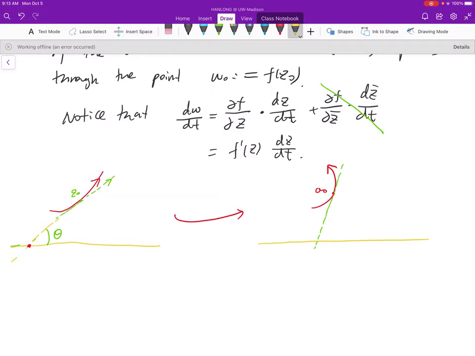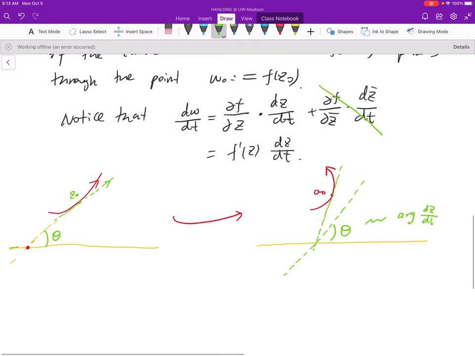So if you draw, you can decompose the bigger angle into two parts. One is parallel to theta. This is theta, corresponding to the argument of dz/dt. And then you have another part, which is called delta. So delta is the argument of f prime z.